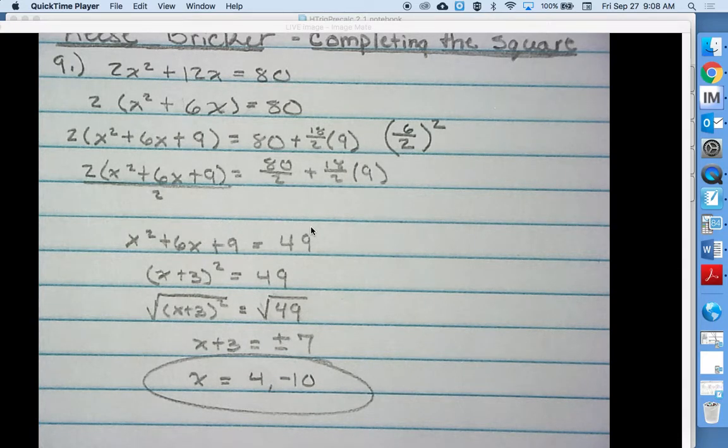Since it has a coefficient in front of it, you have to take it out, and then you do b over 2 squared, and you get 9. And then when you put it on the other side, you would get 18 over 2, which is also 9. And then you have to divide out the 2. So you get x squared plus 6x plus 9 equals 49. And then you take the square root of both of them, and you get x and 4.